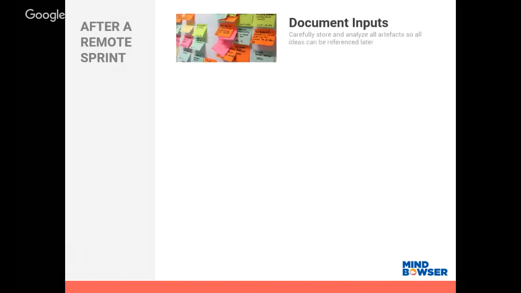So then after a remote sprint, the things that you would do after a remote sprint are much similar to a physical sprint, except that when you document inputs, you won't have to do as much as you do in a physical sprint, since there's no digitalizing any post-it notes or any sketches or any other ideas, because you have it in a digital format already. It's been typed for you, so you can carefully store and analyze all that artifacts inside Realtimeboard itself, so that all ideas can be referenced later on.